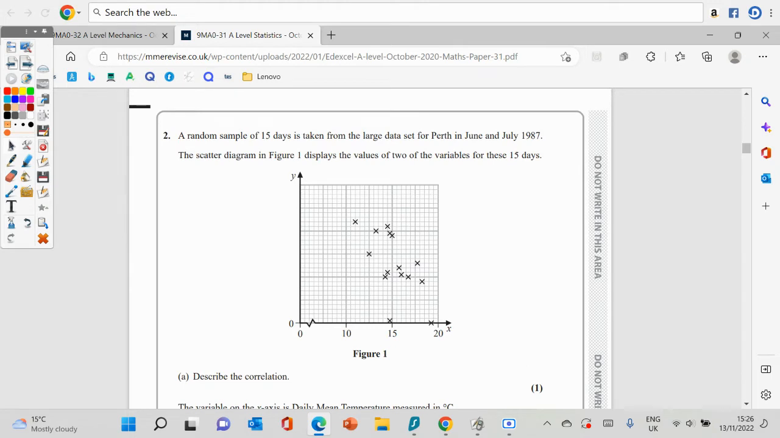Question 2. We've got a random sample of 15 days taken from a large dataset for Perth in June and July 1987. The scatter diagram in figure 1 displays the values of 2 of the variables for these 15 days. Describe the correlation.